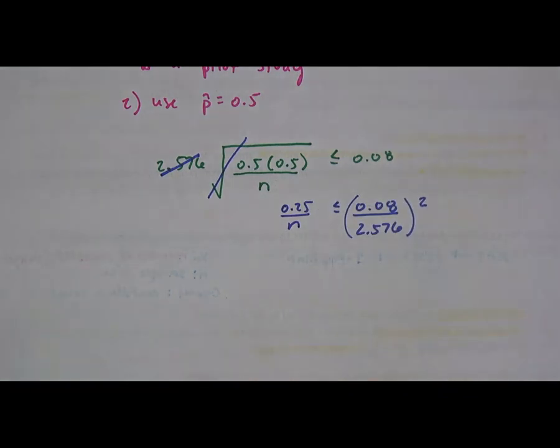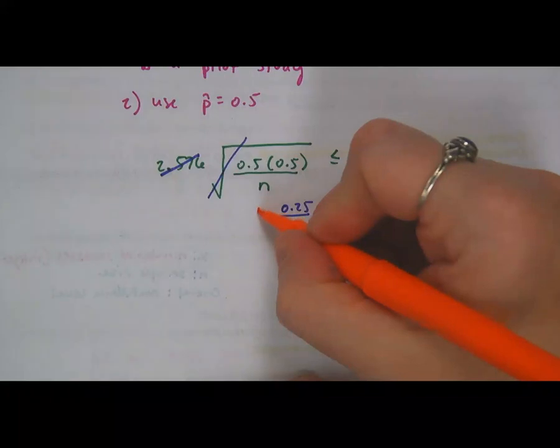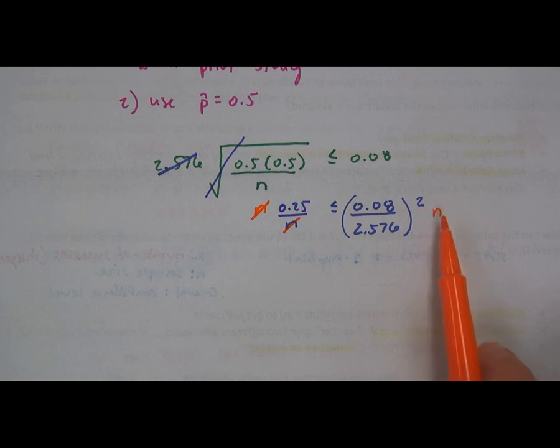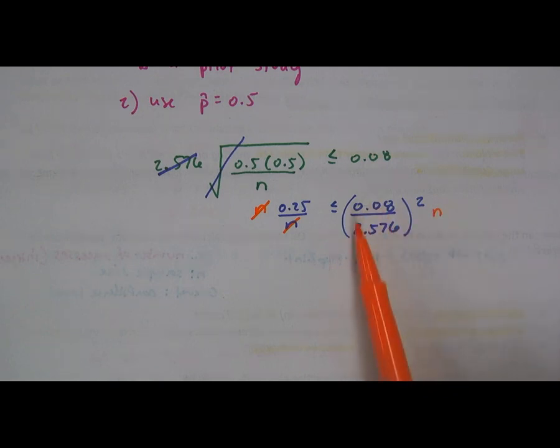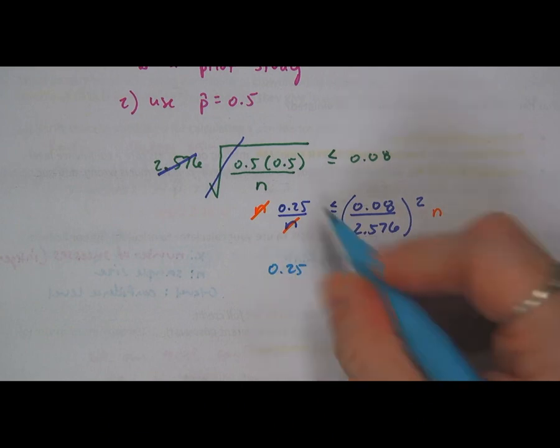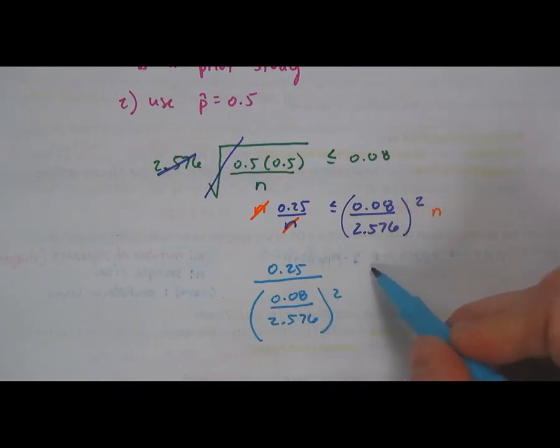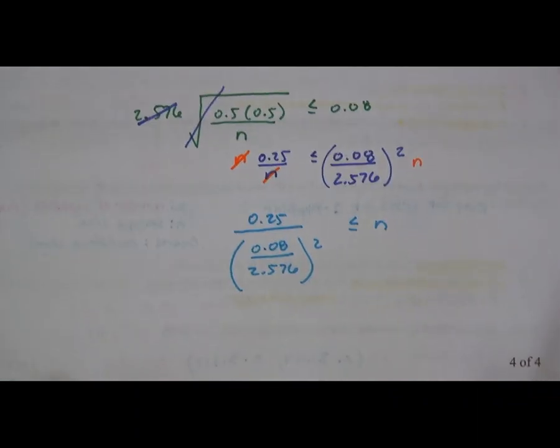So here's where I'm sitting now. I'm going to have to multiply both sides by n to get the n out of the denominator. Now n is sitting nice and happy over here in the numerator, and I'm going to have to divide by this fraction that's being squared. It's really important not to round until the very end of the problem if you can help it. So I've got this 0.25. I'm now going to divide by this giant fraction, 0.08 over 2.576, squared, to get my value of n.